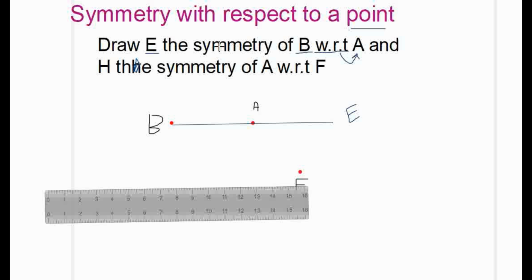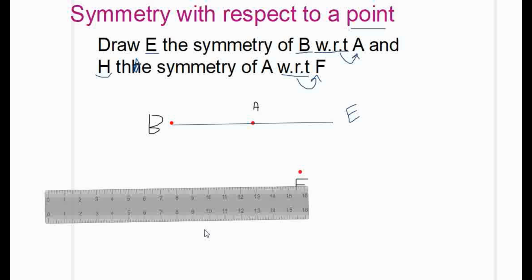So the first thing, whenever we see symmetry, we search for the words "with respect to." After these words comes the midpoint. So A is the midpoint of EB. Let's try the second one. We should draw H, the symmetry of A with respect to F. We search for "with respect to" and look at the letter after it, which is F. So F is the midpoint. This is A, this is F, which will be in the middle, and we should draw H on this side, somewhere here.